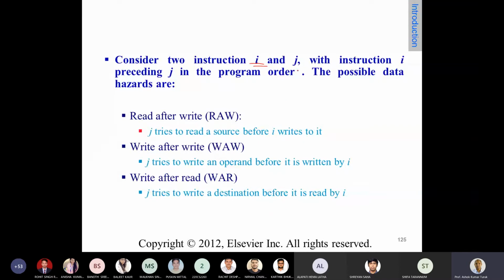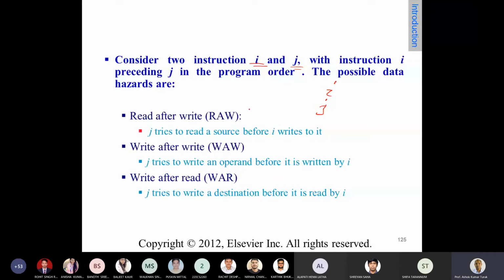Let's take two instructions I and J, with instruction I preceding J in the program order. This is instruction I and this is instruction J. So consider two instructions I and J with instruction I preceding instruction J. Then there are three possible data hazards that may take place.